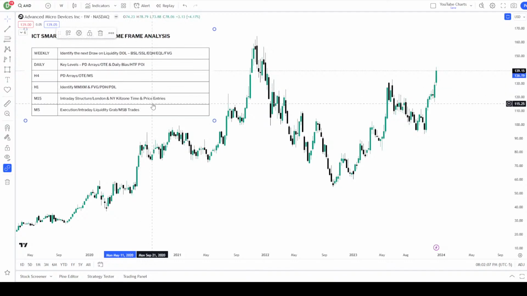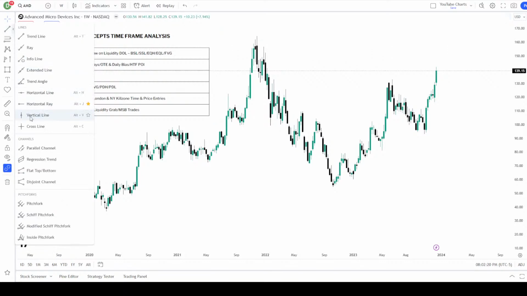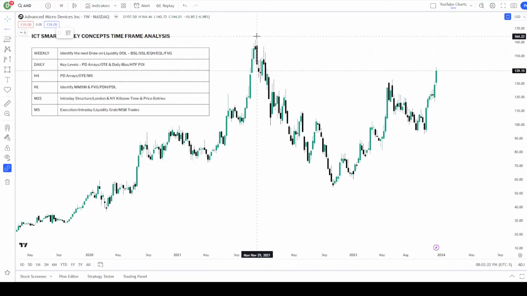So the first thing we're going to do when setting up a new chart is look at our weekly. We're going to identify our next draw on liquidity: buy side, sell side, equal highs, equal lows, fair value gaps on the weekly chart, right? So let's see what we've got cooking here. We've got buy side liquidity.